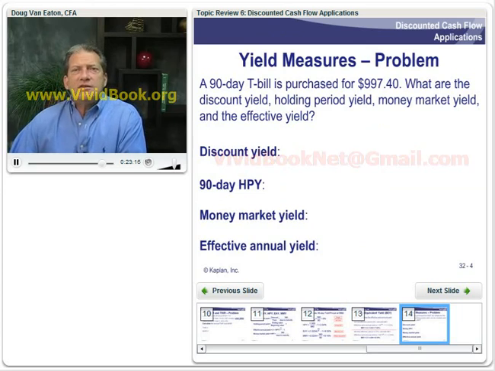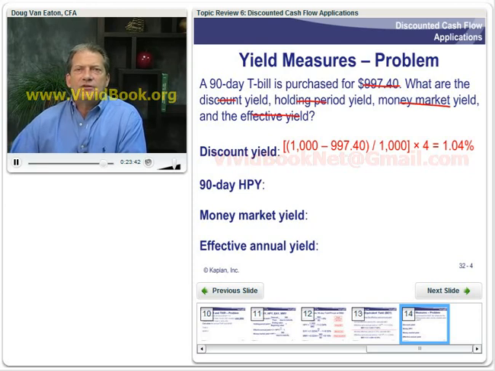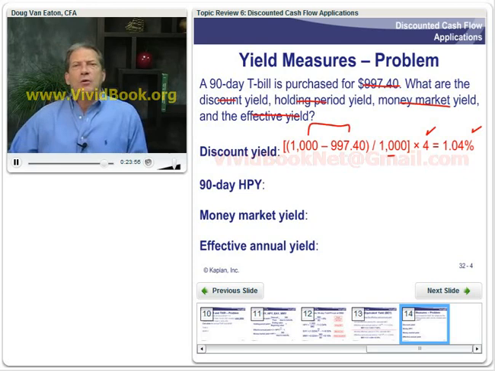Okay, let's end this review with a problem, just to make sure you remember these. We've got a 90-day T-bill. It's purchased for $997.40, so I guess we're getting a little more realistic in terms of yield here. What are the discount yield, the holding period yield, the money market yield, and the effective yield? Well, the discount is just the percentage discount from face value. Here's our discount: $2.60 over 1,000. So that's 0.26%, but it's a 90-day bill. We have to annualize this and come up with a discount yield of 1.04%.